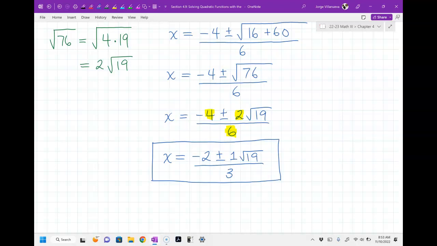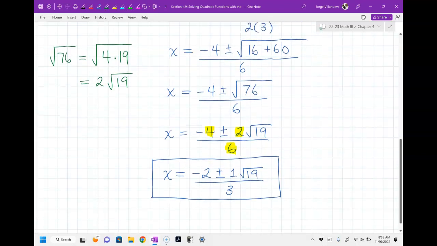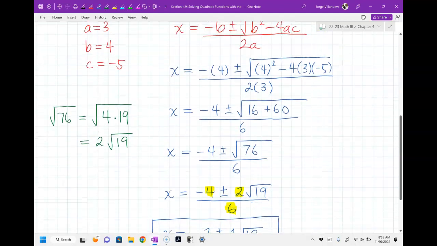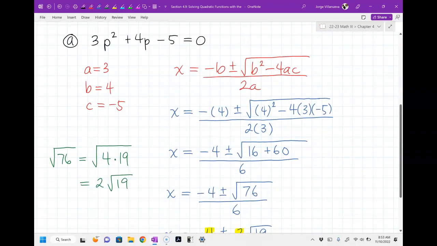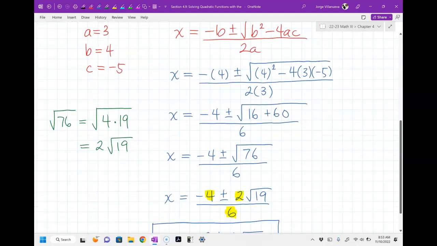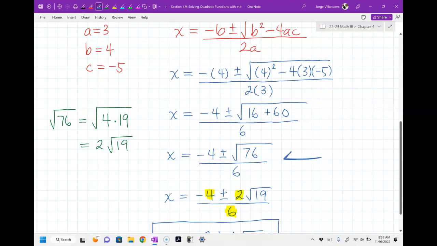So before I move forward, do you guys have any questions on this one? Let me go back up really quick just to show you how we started, and then I'll go back down. We got our original problem, 3p squared plus 4p minus 5 equal to 0. I labeled my ABCs on the side. I wrote my equation out, and I just plugged all my numbers in, right? All the numbers where they belong, I put them in there. I started working through it slowly, eventually got to this point right here, okay, where I'm basically saying that's my answer. But, you know, they always want you to simplify as much as possible.